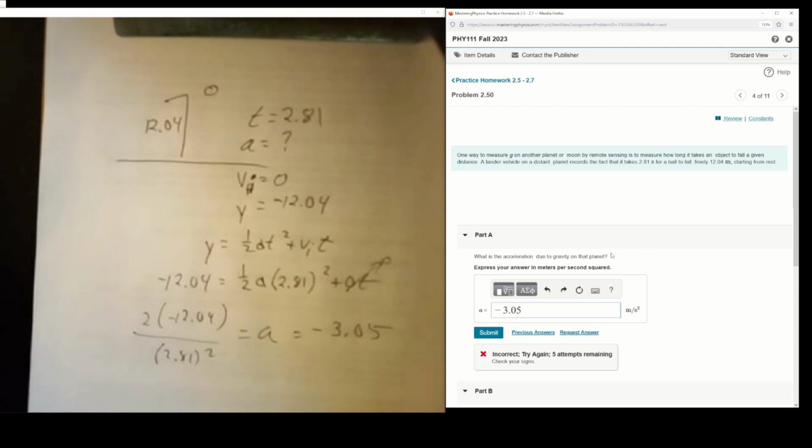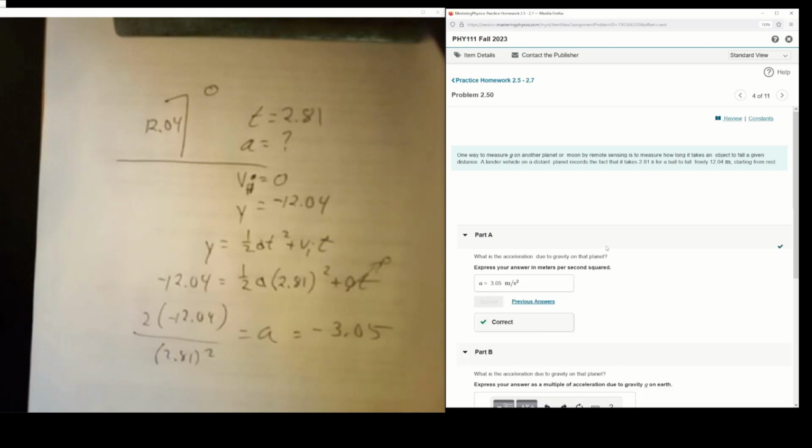Oh, did I press the wrong button? Well, I can't see what's wrong here, and I'm going to take a guess and say my Mastering Physics is not using the minus sign. And I can't believe that is correct.